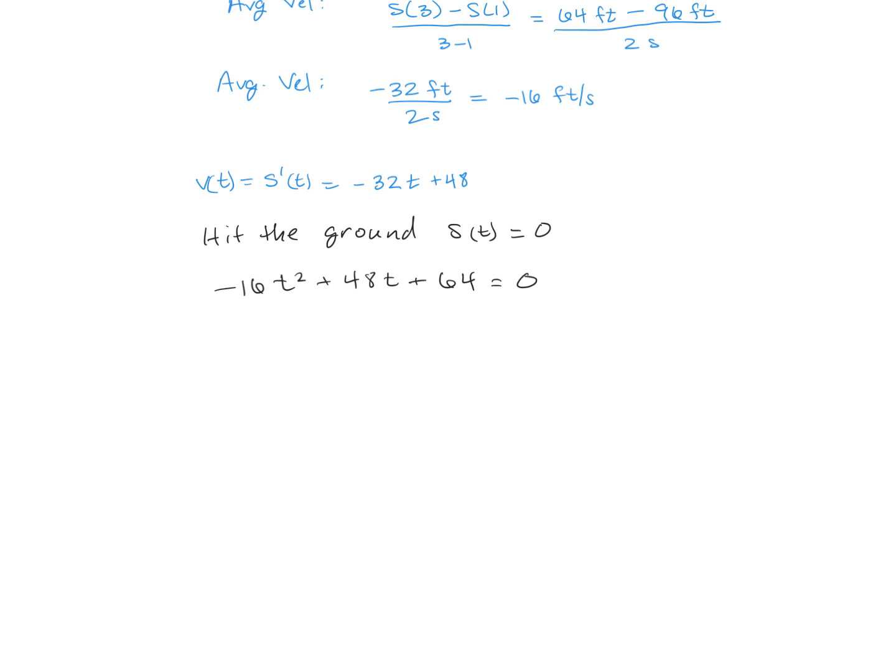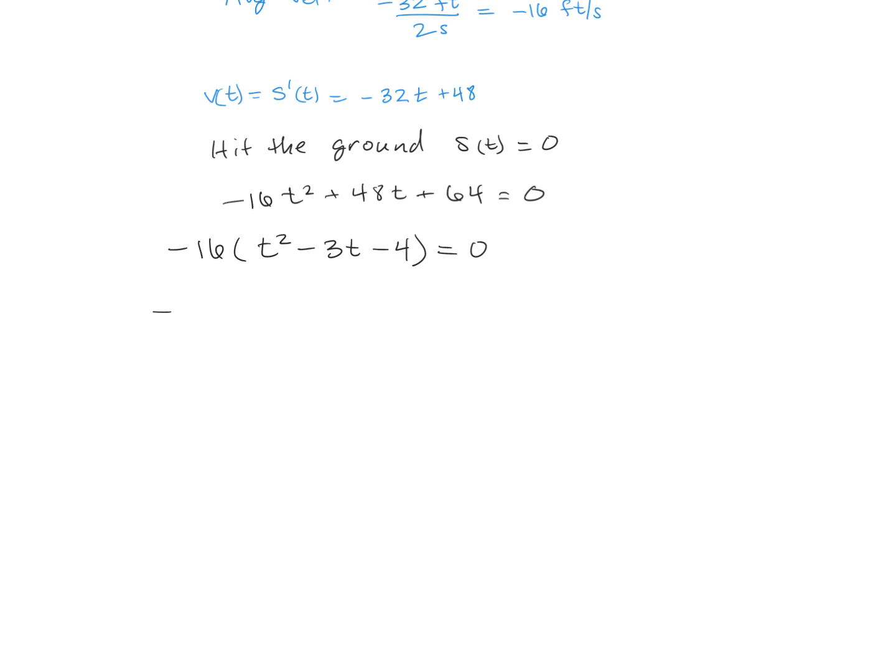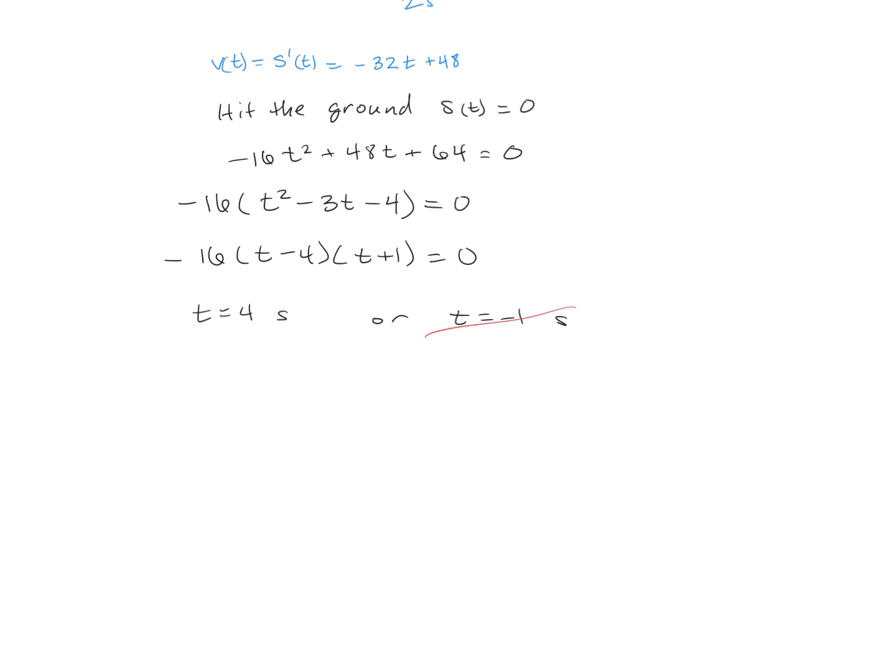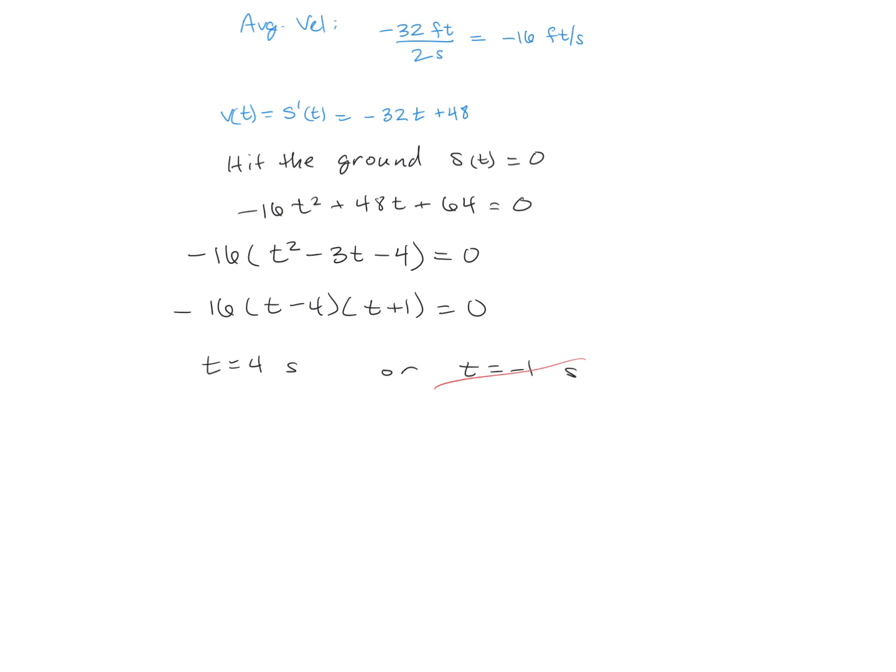So we need to algebraically solve negative 16 t squared plus 48t plus 64 is equal to 0, which is a simple quadratic equation. We can factor out the negative 16 from this and get t squared minus 3t minus 4 is equal to 0. And this example factors nicely as negative 16 times t minus 4 times t plus 1 is equal to 0. It gives us either t equals 4 seconds or t equals negative 1 seconds. And of course, negative 1 seconds doesn't make sense in this application. So we're looking at t equals 4 is when we hit the ground.